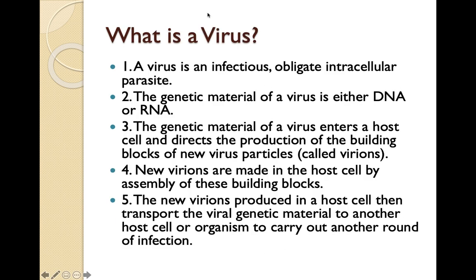So, okay, what is a virus? A virus is considered an infectious, the ability to spread from one organism to another organism and set up shop, an obligate, which means it absolutely has to be intracellular, it has to be obligated inside a cell, and it's a parasite, which means it lives off of another cell. So it has the ability to transmit from host to host, and it absolutely must live off of the nutrients from the ability of another cell, and it absolutely must live inside of that cell.